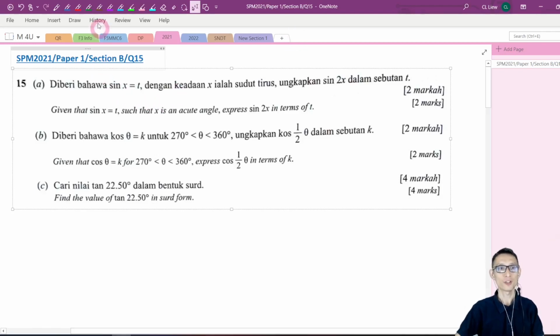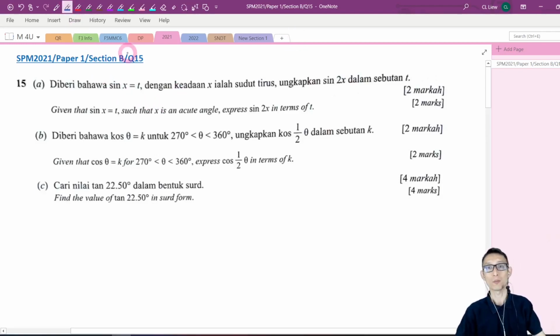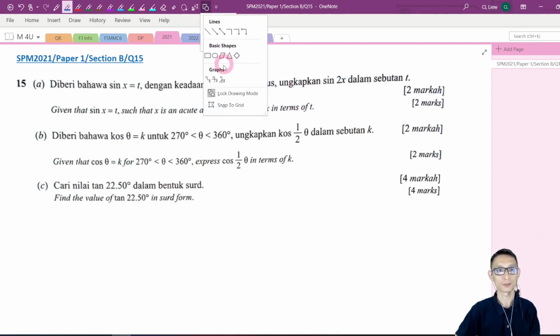Let's solve this question. This question is taken from SPM 2021 Paper 1 Section B, and it is from your Form 5 Math Chapter 6 Trigonometric Function. Now let's look at Part A. Given that sine x is equal to t such that x is an acute angle, first quadrant, express sine 2x in terms of t. Let me sketch a diagram for you first.